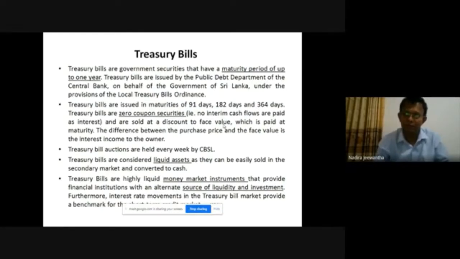Discounted. Interest is paid upfront. You invest today 9,000 and after 3 months' time you will be getting another 1,000. Then you'll be completing the 10,000. Today you invest 9,000. After 3 months' time you will be getting 10,000. That is the mechanism of treasury bill. The discounted instrument, zero coupon, no coupon, nothing.